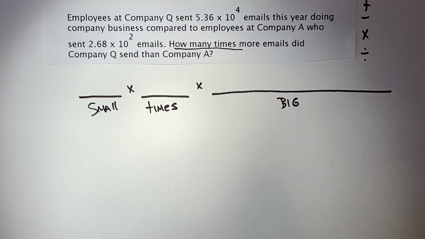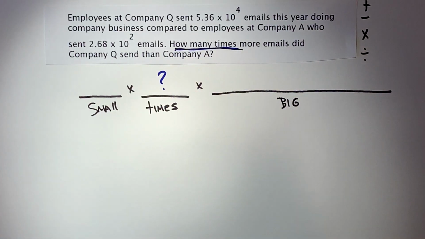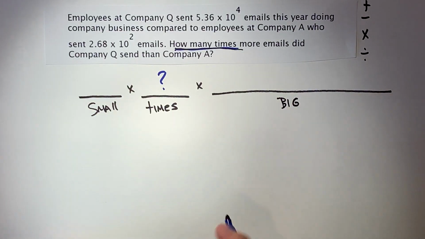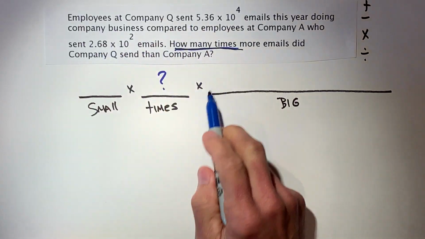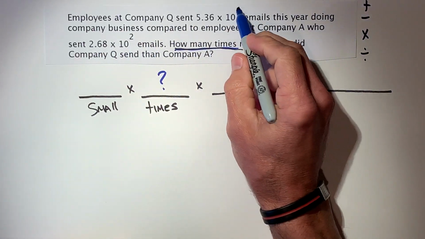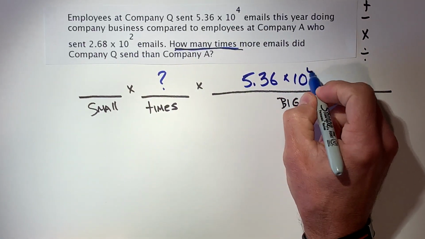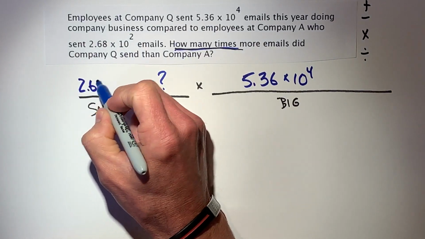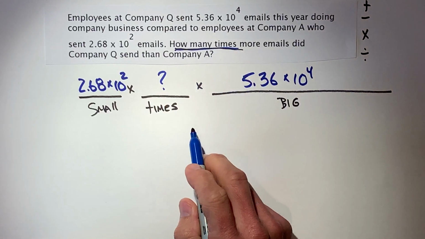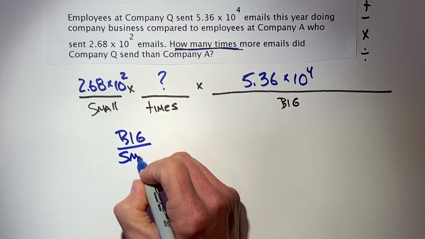And now let's see what we can do here. So when it says how many times, that makes me think that this is the thing we're looking for. And automatically, I know I'm going to be dividing big divided by small. That's how this problem is going to work. I can recognize without even really reading the problem too much that the fourth is bigger than the second because that exponent is bigger than this one. So 5.36 times 10 to the fourth goes in the big spot. 2.68 times 10 to the second goes in the small spot. And how many times more will be solved by dividing the big and the small.